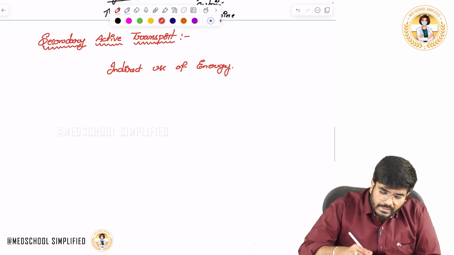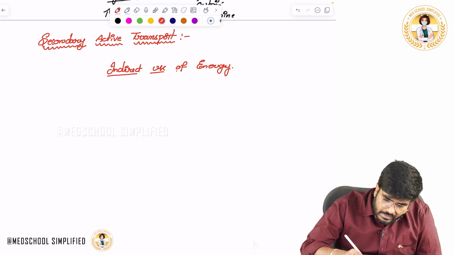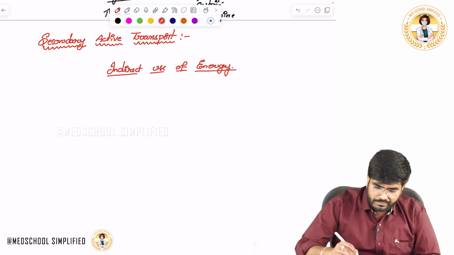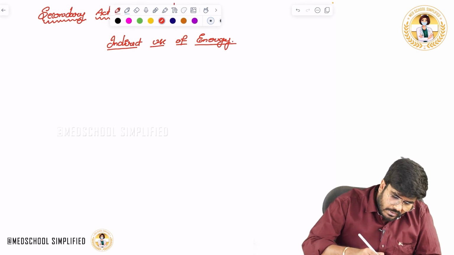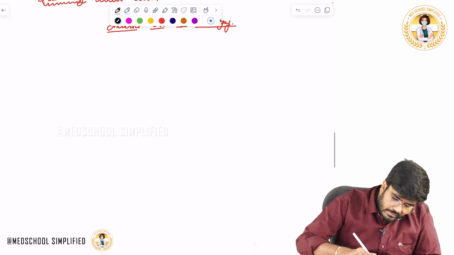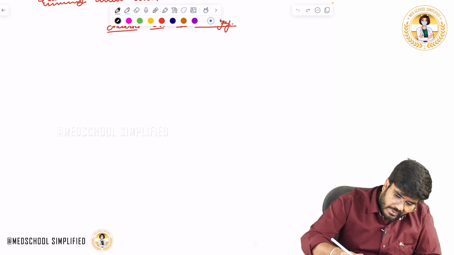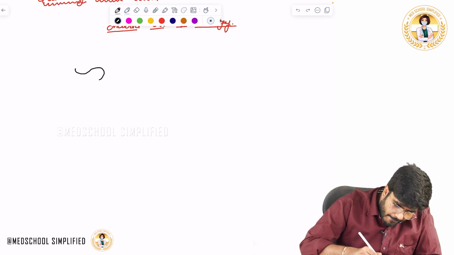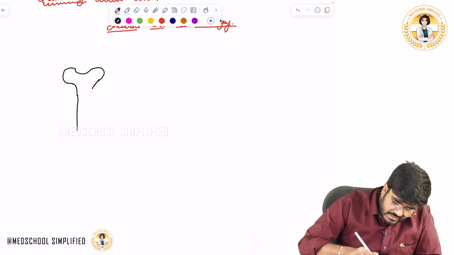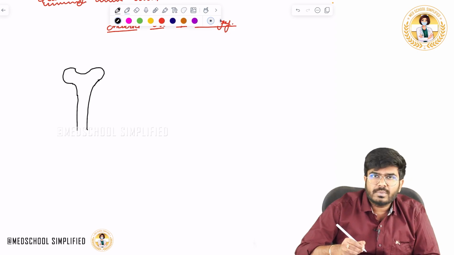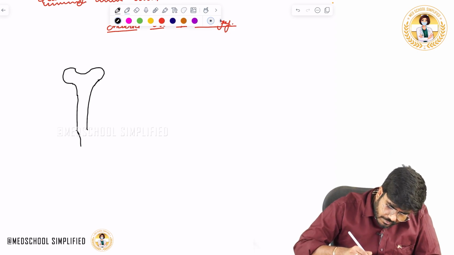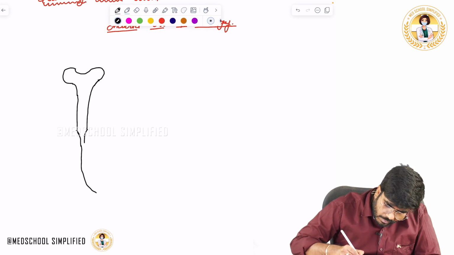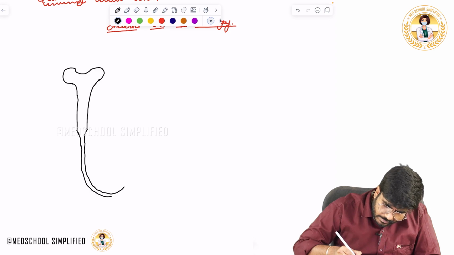So why are we calling it indirect use of energy? I will tell you. See, first of all, let me show you this nephron. Here is the nephron. You know, in the nephron, what is the first part? Bowman's capsule followed by the proximal convoluted tubule. The proximal convoluted tubule continues as the loop of Henle, the descending limb of the loop of Henle. Next, a hairpin turn will be there. Next, the ascending limb of the loop of Henle.